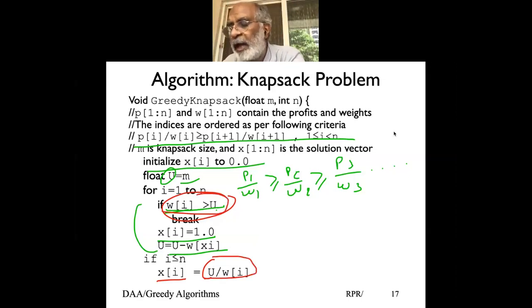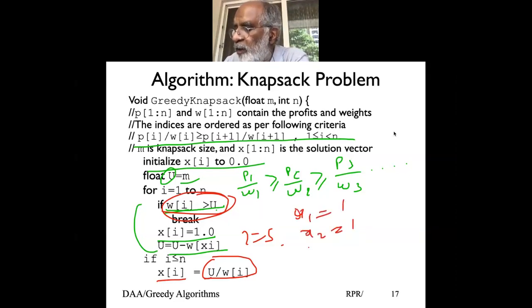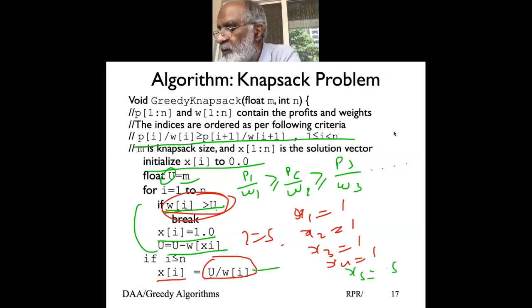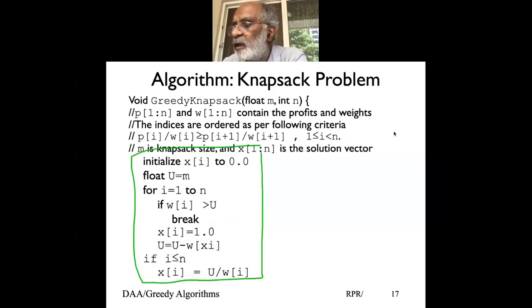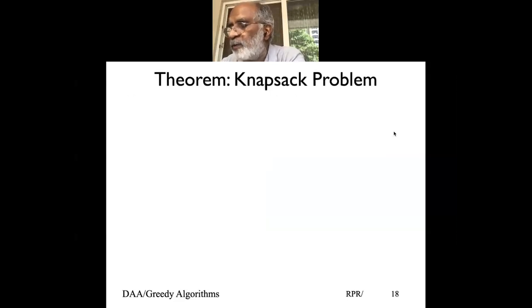That means, let's say if i was 5, then x1 is equal to 1, x2 is equal to 1, x3 is equal to 1, x4 is equal to 1, and my x5 would be whatever this is, let's say 0.5, 0.4, or whatever that is. And that is basically what we call the partial or fractional knapsack problem.